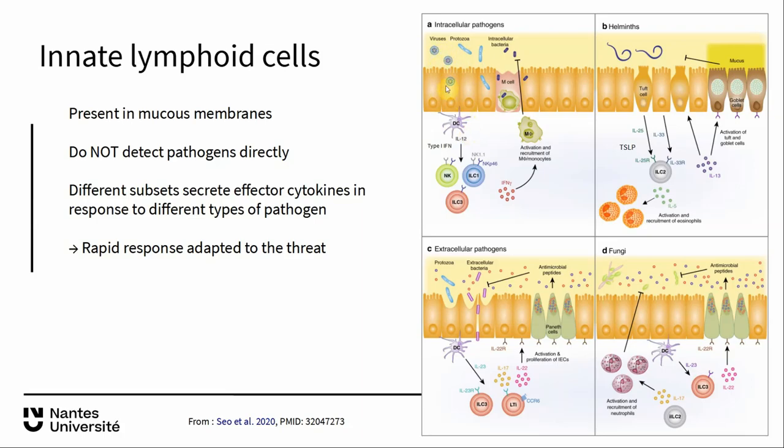So if dendritic cells here encounter viruses, for example, or intracellular bacteria, they'll secrete IL-12 and type 1 interferons, and this will activate ILC1 innate lymphoid cells, which will secrete interferon gamma and activate monocyte macrophages. If helminths are present, these will be detected by the epithelial cells, which will release IL-25, IL-33, and TSLP, which will activate ILC2s. They release IL-5, IL-13. That's going to recruit eosinophils and activate the epithelial cells.